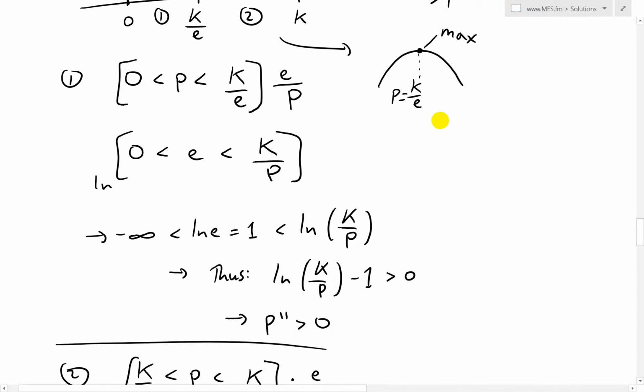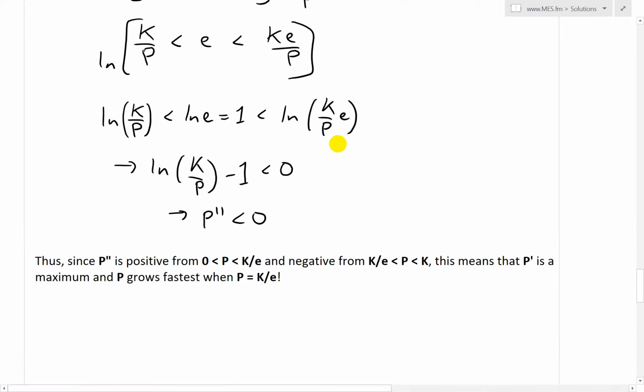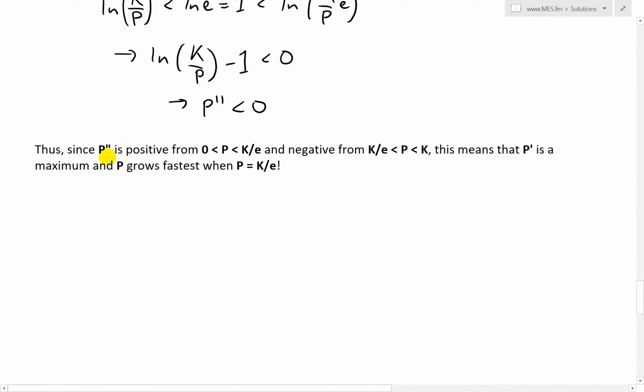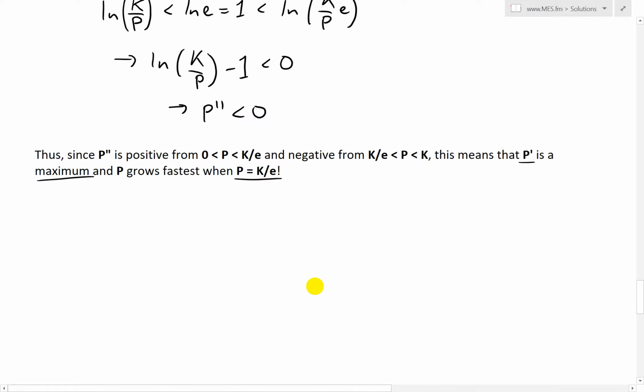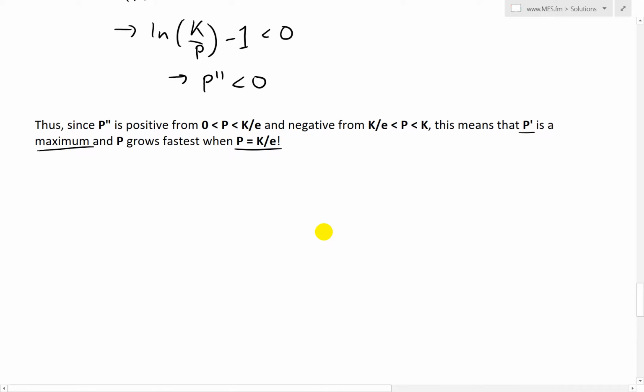So there's our answer. When we scroll down here, since p double prime is positive from the interval p greater than 0, less than k over e, and it's negative from k over e to k, in between that, the p prime, or the growth rate, is a maximum. This just means that p grows fastest when p is equal to k over e. And that's the fastest growth rate, as opposed to the logistic equation where it's k over 2.